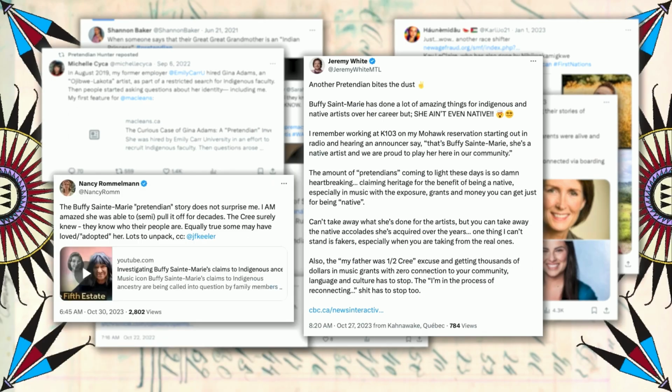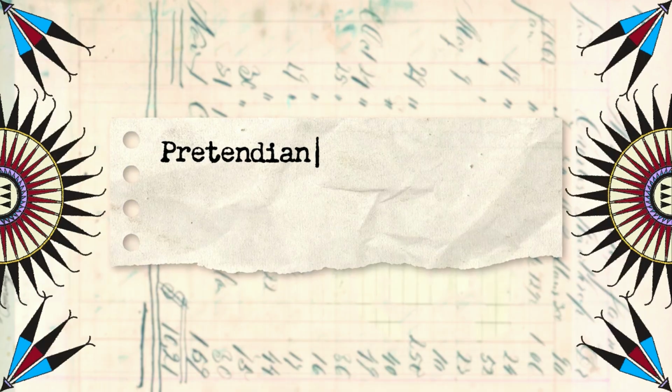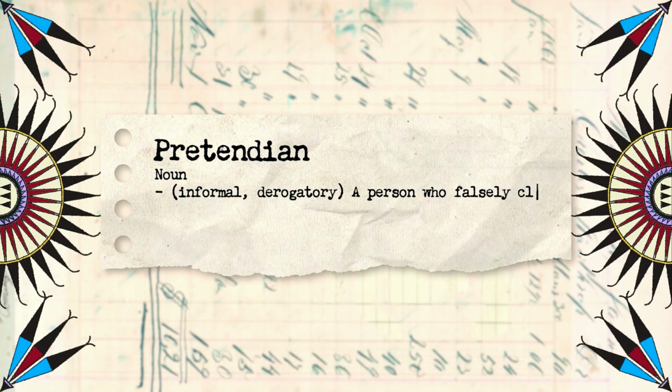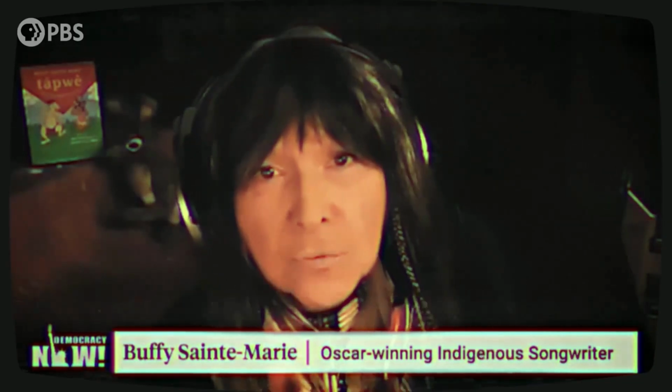But then I saw Buffy St. Marie being called a Pretendian. As in a pretend Indian, or someone who claims to have a connection to a Native American community, but actually doesn't. But Buffy? The woman we featured in the first episode?